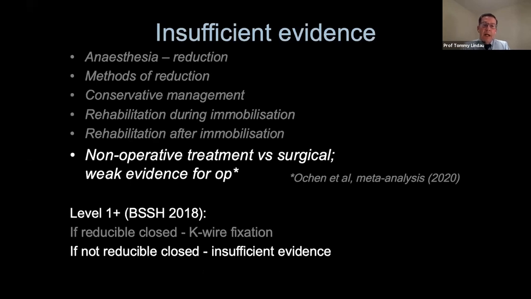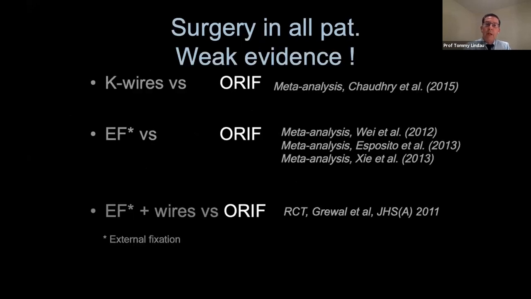So the BSSH guided further that if it wasn't reducible closed, we again come to the big situation of insufficient evidence, what to do if we can't reduce it closed. But in all patients, including the non-osteoporotic ones, there is some weak evidence that in these situations, open reduction internal fixation will be a better option than K-wires, better option than external fixator, and better option than external fixator and K-wires combined. And quite strong meta-analysis here to support that view.